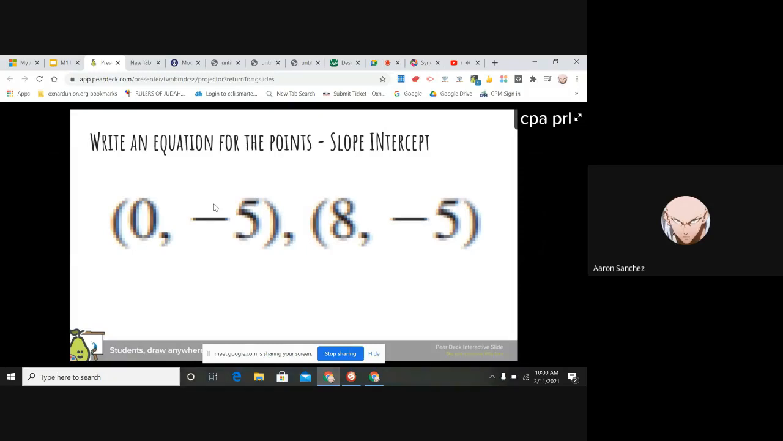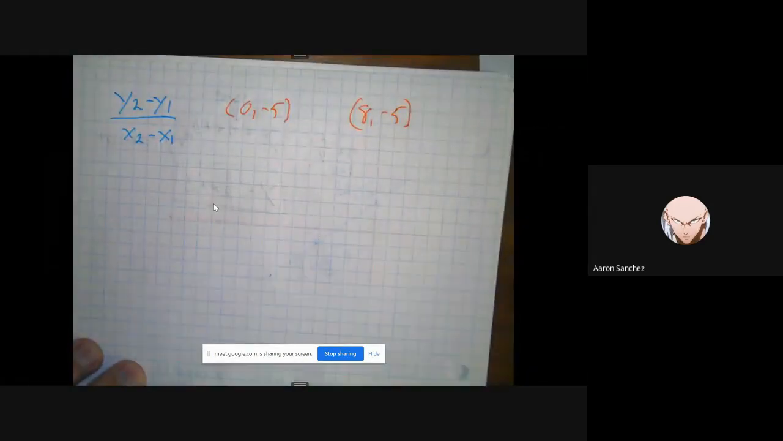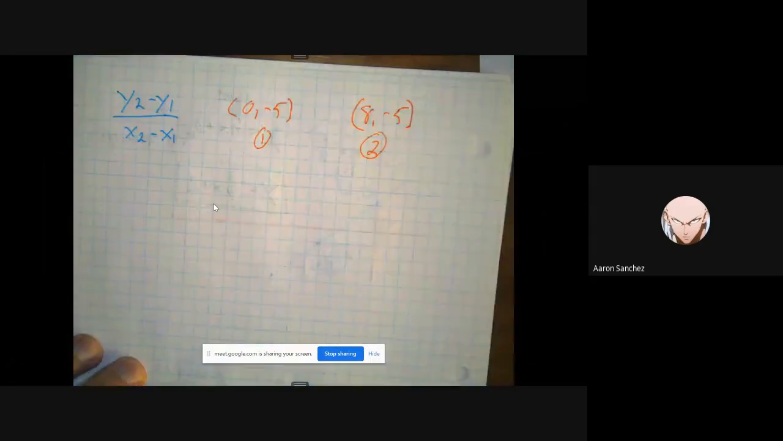All right, and again, you call this point 1, this point doesn't matter. That one point 1, that one point 2. Okay, so go ahead and first find the slope, and then you have to put it in slope-intercept form. You guys can look at the pair deck.